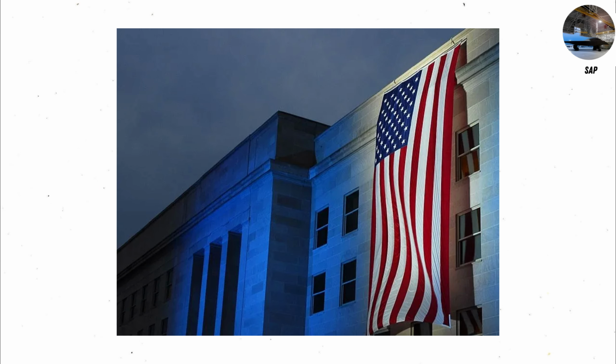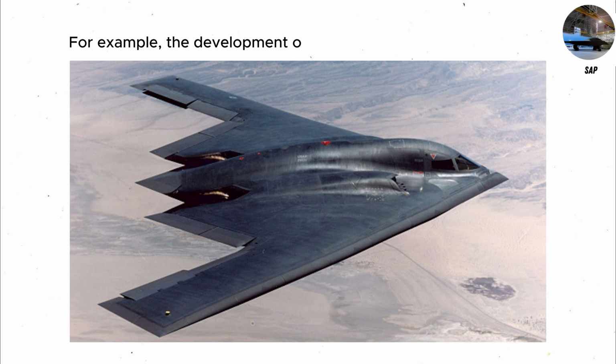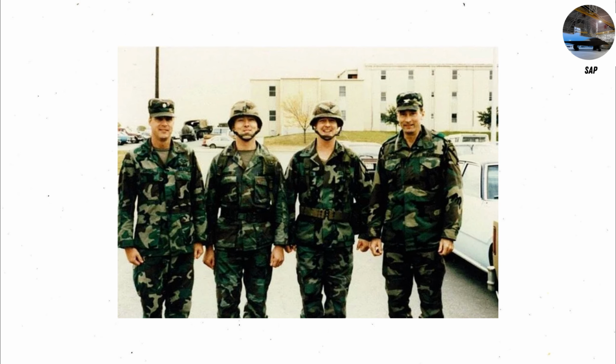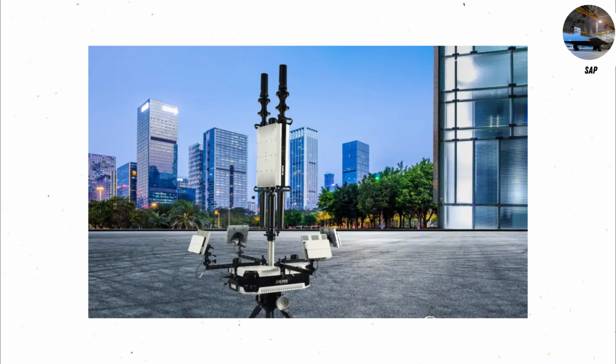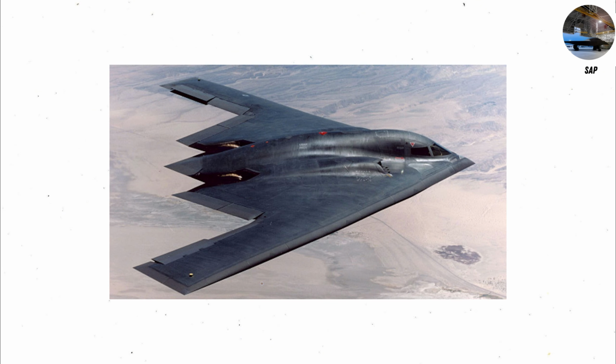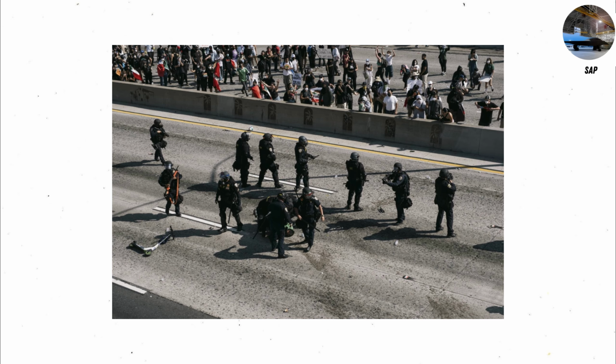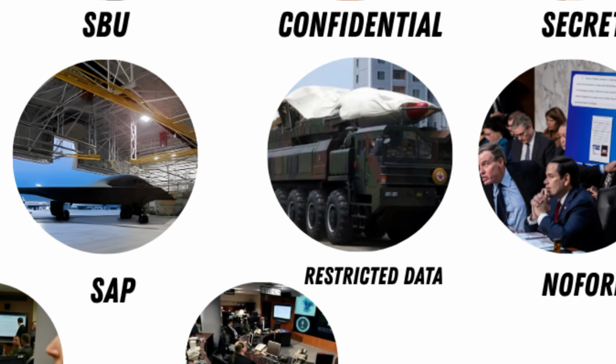Budgets and names are disguised under code words. For example, the development of stealth bombers began as a SAP. Only a few engineers and military leaders knew of its existence. Similar programs today likely involve space surveillance and next-generation cyber tools. It matters because leaking a SAP destroys America's edge before it can be deployed, handing adversaries the ability to catch up or counter immediately.